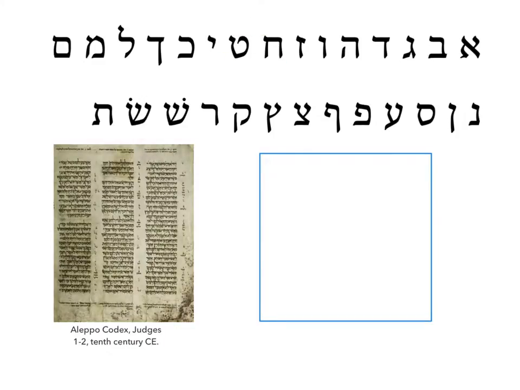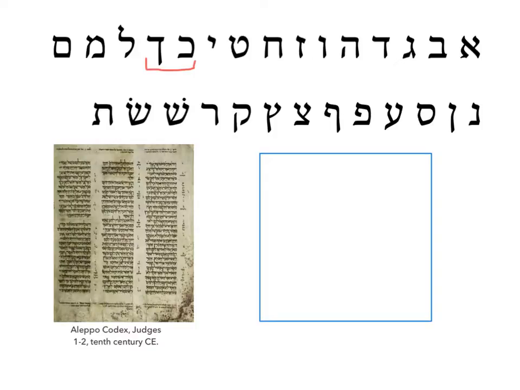tet, yod, kaf. Now here's our first example of a character that is written in more than one way, depending on where it's written. These two we're going to want to put together in our minds. The first character here is a kaf. If you have a kaf at the beginning or at the middle of a word, it will look like that. If you have a kaf at the end of the word, it will look like this. So those two are the same character. They're just written differently depending on their position.